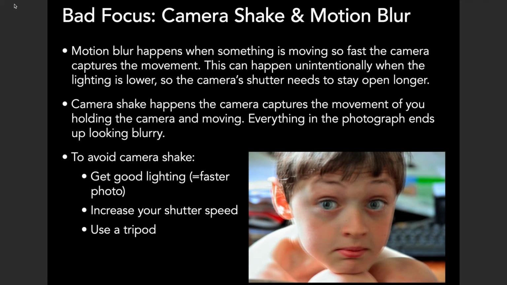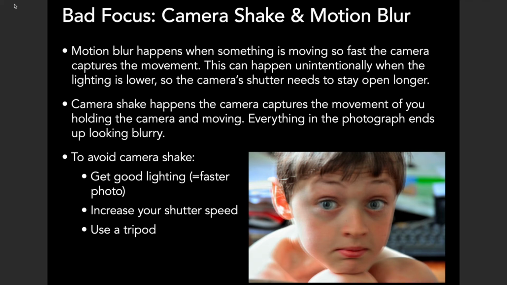Camera shake, so if something's moving, that's motion blur. Camera shake is actually what happens when the camera records the movement of you holding the camera. So if you're holding the camera and you kind of shake the camera a little bit or even move just a little bit, and this is really, really natural when you're holding a camera and taking a picture because you click on that button. But if it's a low light scenario and the shutter's staying open longer, basically you record that whole movement and everything in the photo ends up looking blurry. So you can see on that photo that everything kind of has that sense of shake or blur.